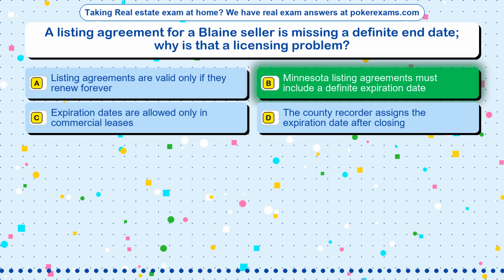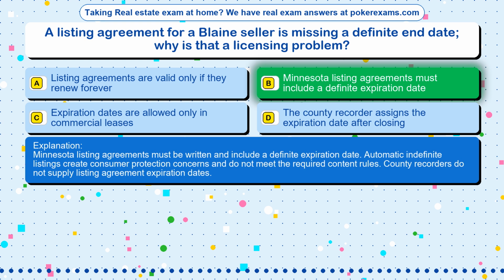The correct answer is option B. Minnesota listing agreements must include a definite expiration date. Minnesota listing agreements must be written and include a definite expiration date. Automatic indefinite listings create consumer protection concerns and do not meet the required content rules. County recorders do not supply listing agreement expiration dates.